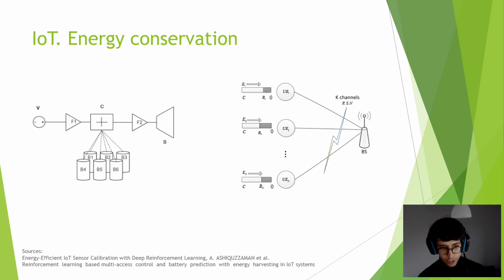A paper called Reinforcement Learning-Based Multi-Access Control and Battery Projection with Energy Harvesting in IoT Systems presents a solution to this problem. A deep reinforcement learning agent that tries to maximize the achieved throughput by polling only those sensors which it believes to have enough power for transmission. It's not going to be as easy as just trying the sensors one by one, though. This policy, by the way, is called round robin, and it was compared in this paper to the proposed one.